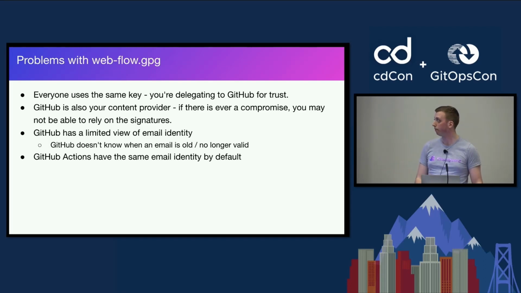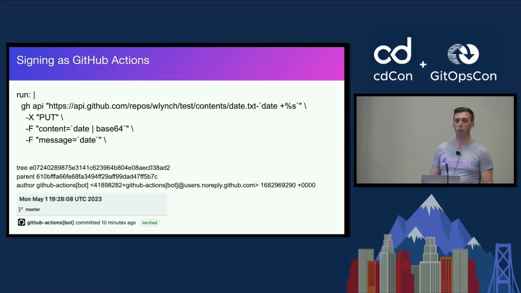And then when I was putting this deck together, there's also this interesting behavior when you start using some CI/CD automation, particularly with GitHub Actions. So remember before, the webflow.gpg key is used whenever you use an API operation and you don't try to include any signing metadata or material with it.